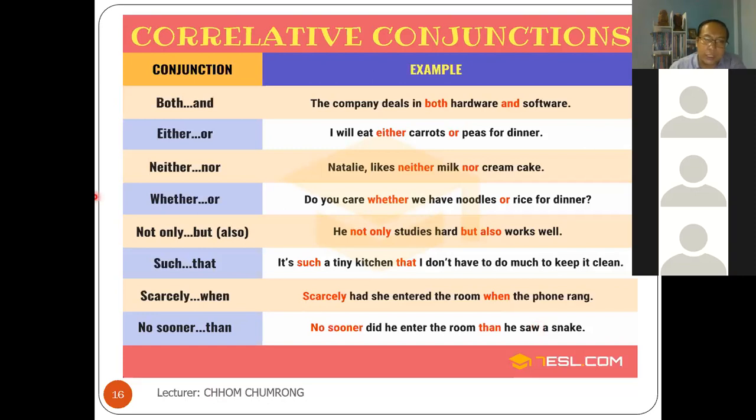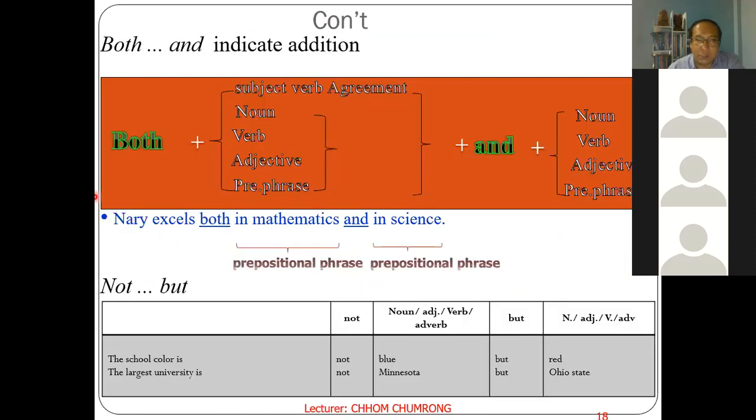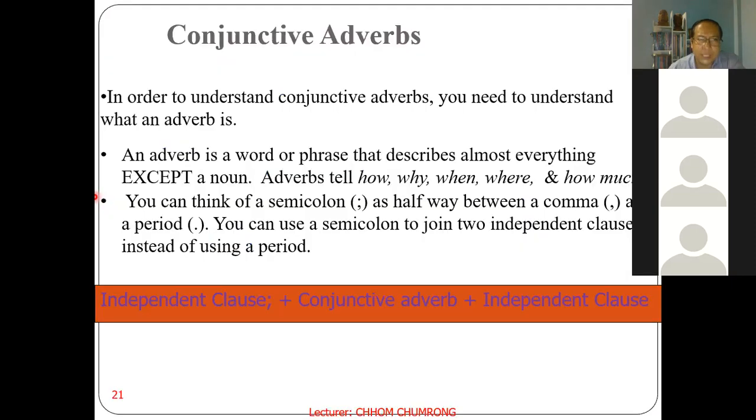And then the last one, which I want to go through a little bit, is what we call the conjunctive adverb. They are used in making compound sentences, right?